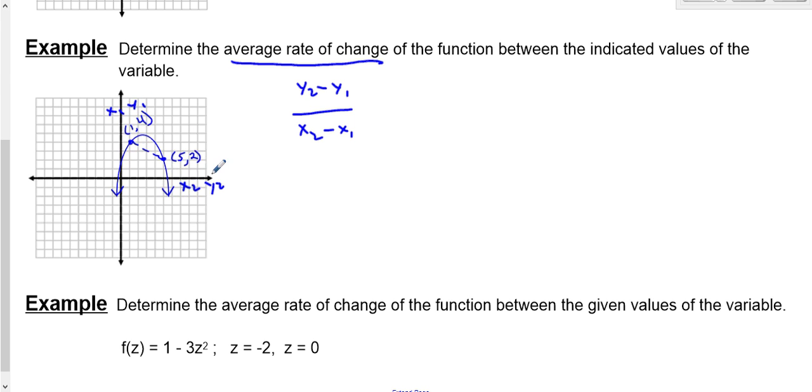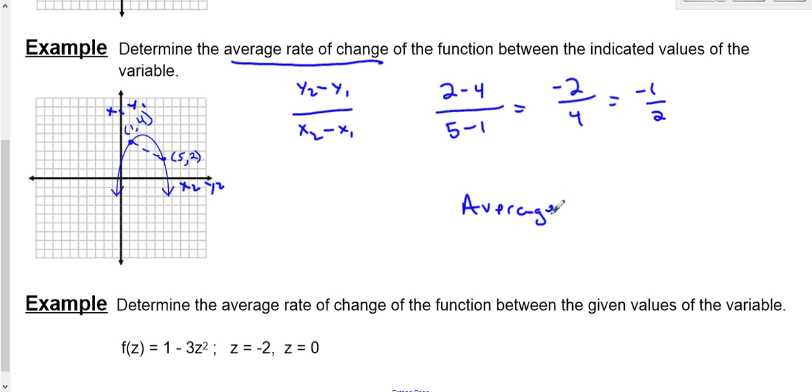So y2 is 2 minus y1, which is 4. So 2 minus 4. And then x2, which is 5 minus x1, which is 1. So 5 minus 1. So 2 minus 4 is -2. 5 minus 1 is 4. And I always reduce fractions no matter what and where I am using them. And it would be -1/2. And that would be my average rate of change. So average rate of change equals -1/2. And that's just represented between those 2 points.